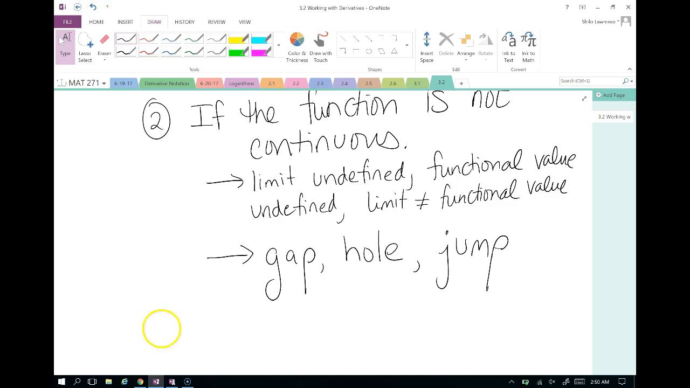The third spot where we do not have a derivative, where we can't take a derivative, is if our function has a vertical tangent line.